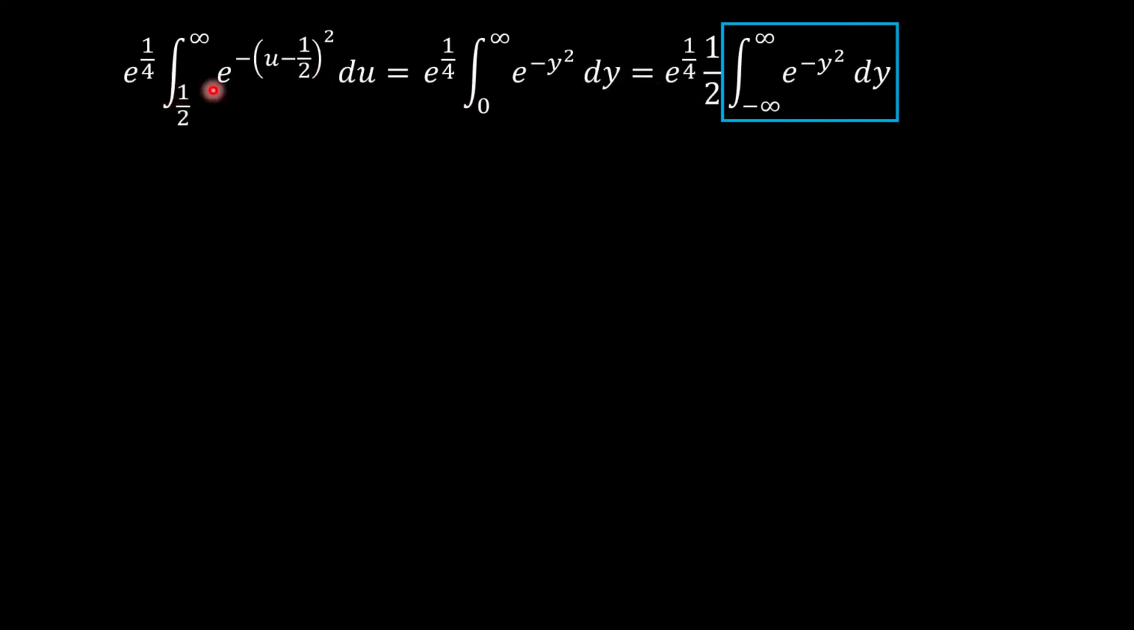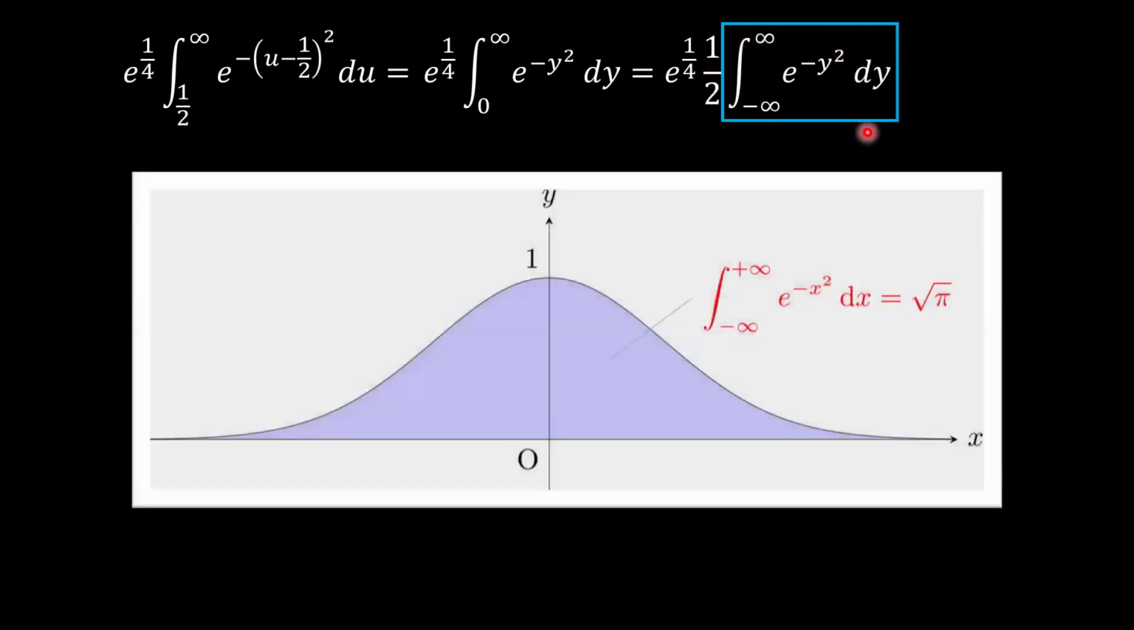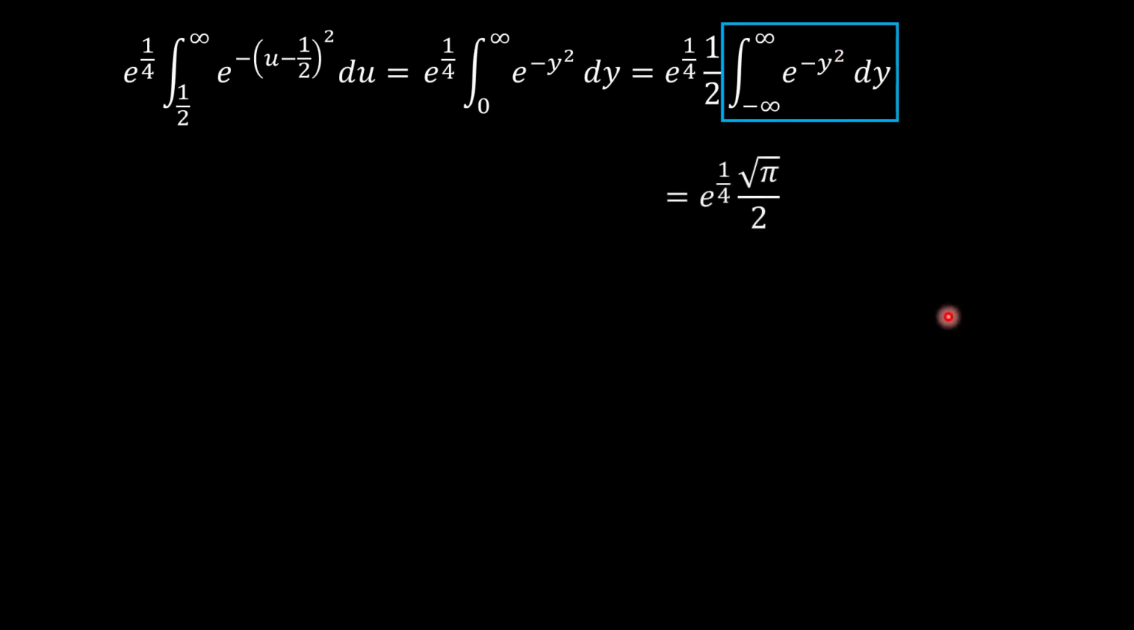So we have e to the power a quarter times the integral that we saw previously, the same as e to the power quarter, integral of e to the power negative y squared from 0 to infinity, which is the same as half of the integral from negative infinity to infinity of e to the power negative y squared. Now we realize that this integral here surrounded by the blue rectangle is a Gaussian integral, and that is a popular integral that is equal to square root of pi. Therefore, our answer is e to the power quarter times square root of pi over 2.